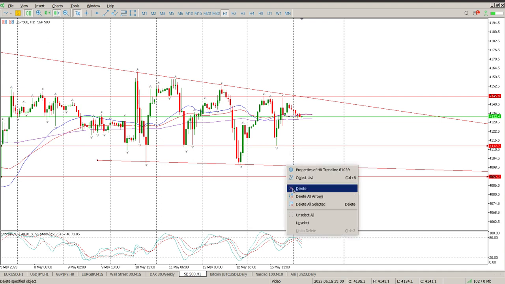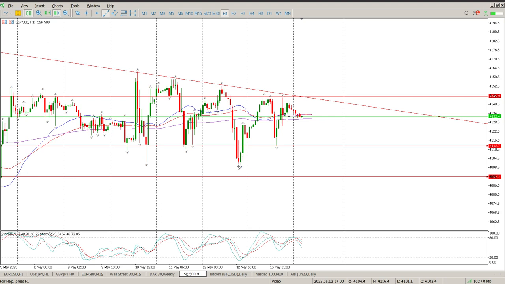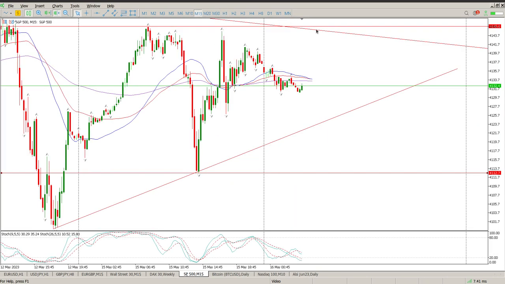There's another area that you can watch here, and that is this here. So you see that it's a triangle that's forming inside a range. Can't really comment on a direction right now. You might as well just toss a coin.